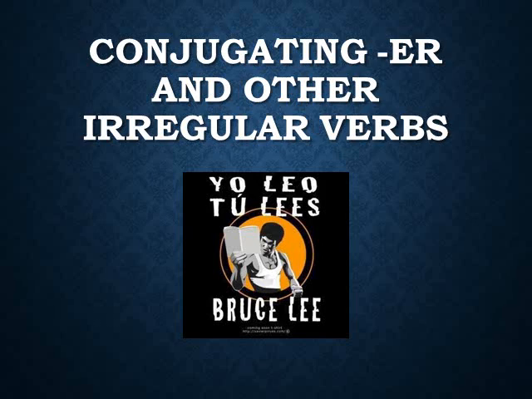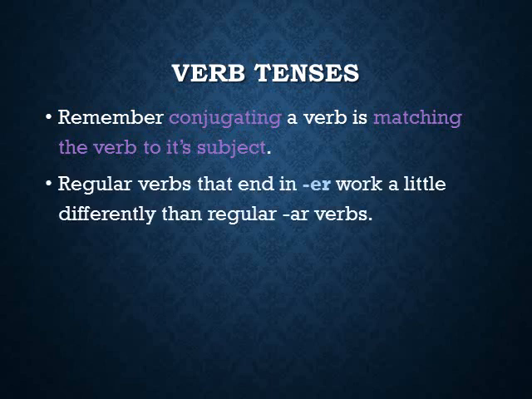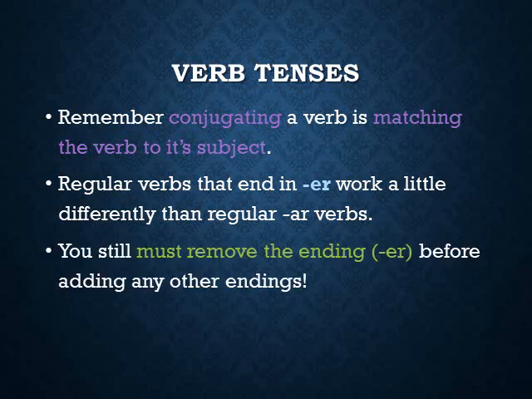Okay guys, what we're going to learn about today is how to conjugate a verb that ends in ER and then some other irregular verbs. So, verb tenses, just a quick reminder, remember that conjugating a verb is matching the verb to its subject. Regular verbs that end in ER work a little bit differently than regular AR verbs, okay? They still follow the same basic pattern, but they have slightly different endings. You still must remove the ending, so where before we removed the AR, we're going to remove the ER before adding any of the other endings, okay?